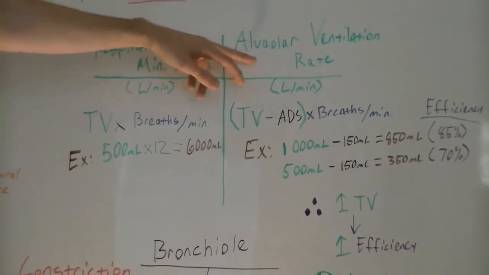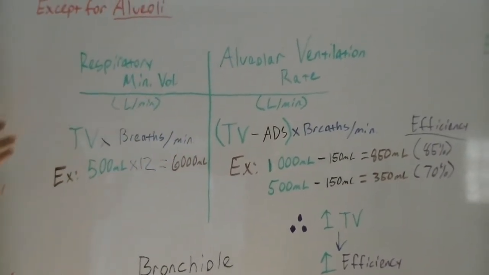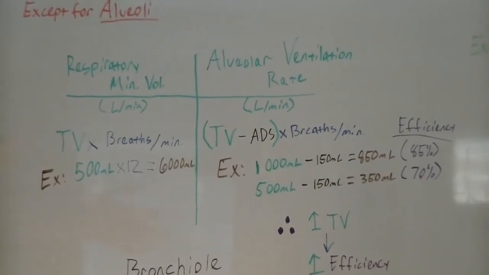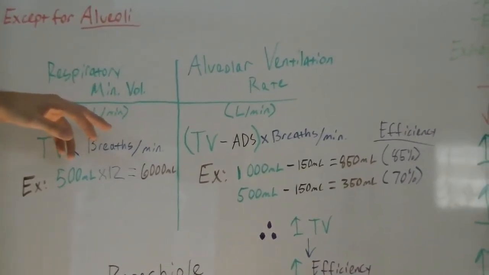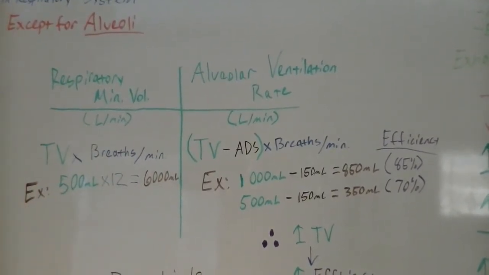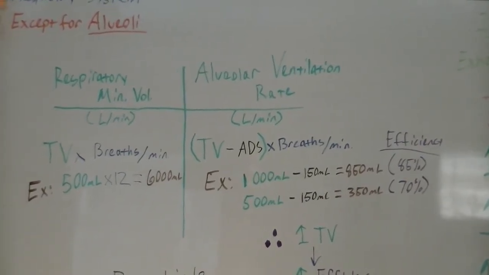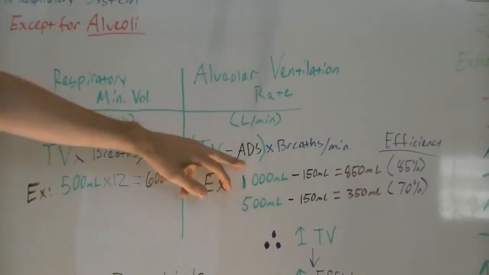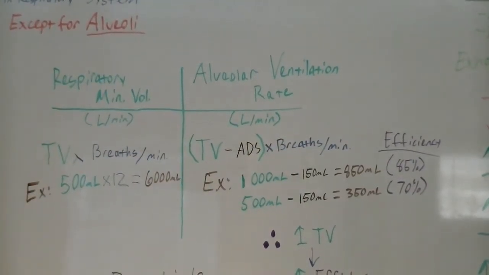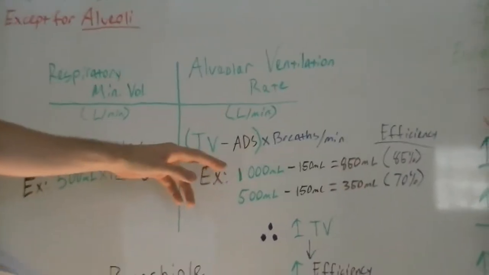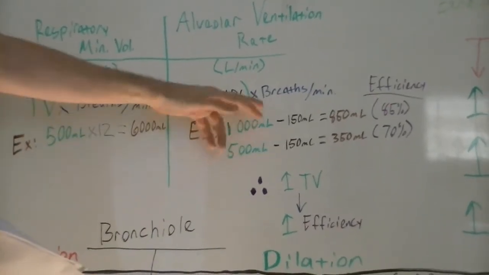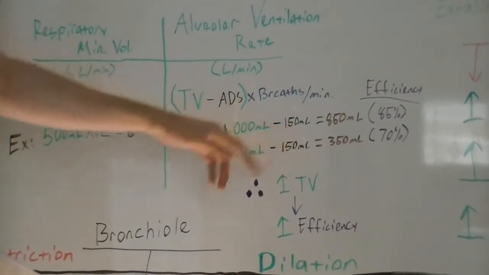Now we have alveolar ventilation rate. The main difference here is that you're taking the alveoli into consideration. So you're going to take your tidal volume, and since you're just talking about what's going in and out of the alveoli, you can't count that anatomical dead space. All right? So it's tidal volume minus anatomical dead space, and then multiply that all by breaths per minute. And then we have a couple examples here. Say you start out with a tidal volume of 1,000 mL, and then your anatomical dead space is 150 mL.